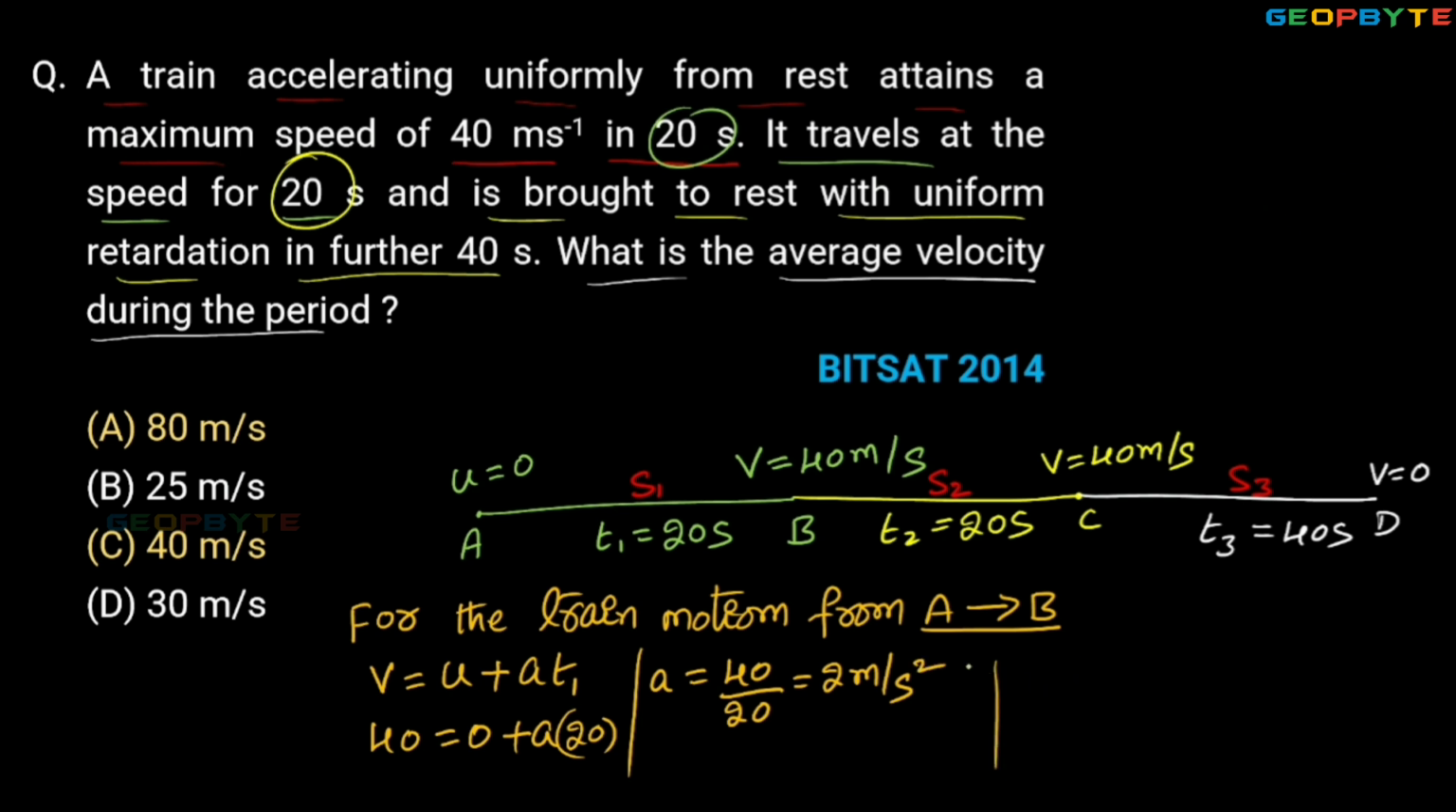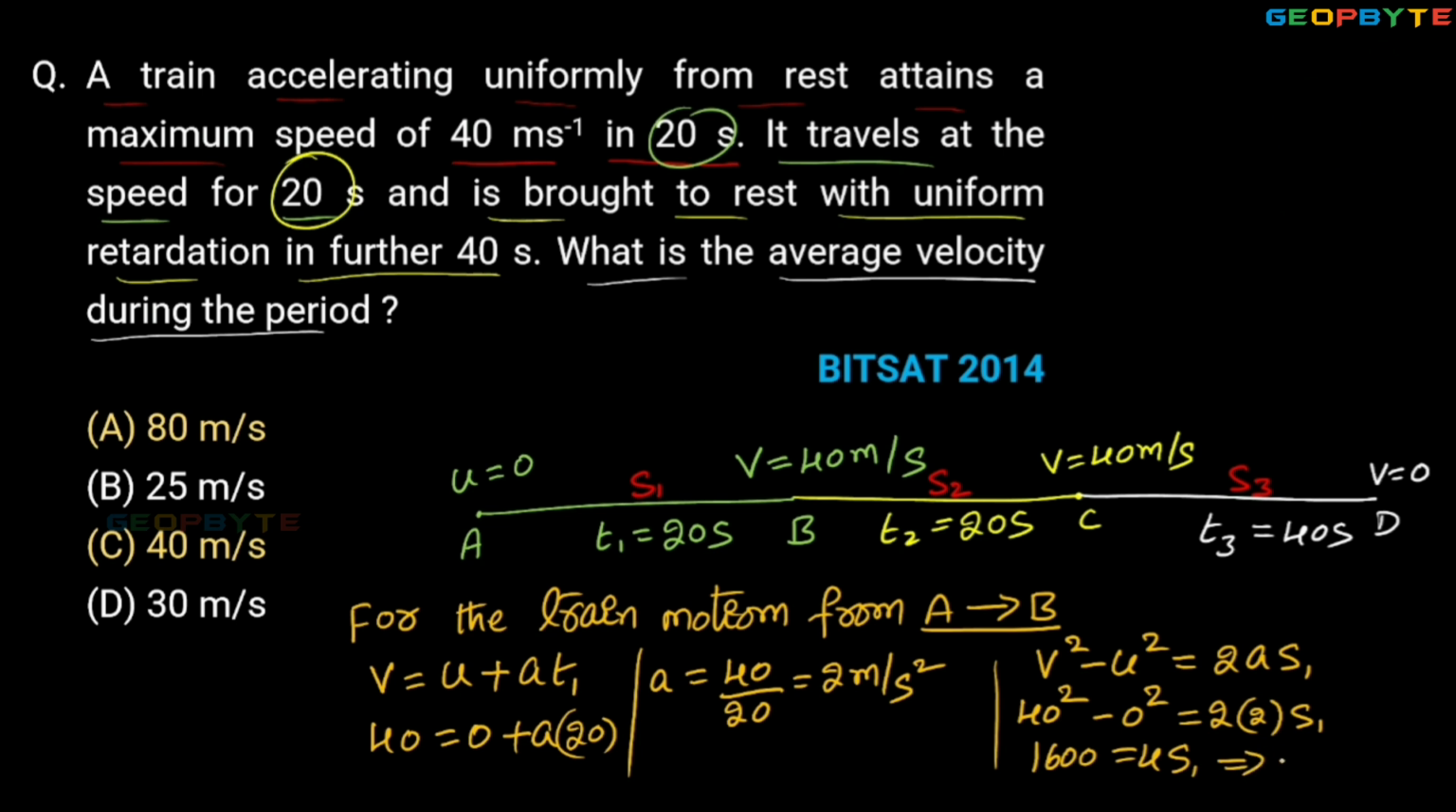Now let us decide the distance traveled AB, that is S1. v square minus u square equal to 2 into a into S1. v square is 40 square minus 0 square equal to 2 into a, which is 2, into S1. Here 1600 is equal to 4 into S1. From this, S1 equal to 1600 by 4 equal to 400 meters. That's the distance from A to B.